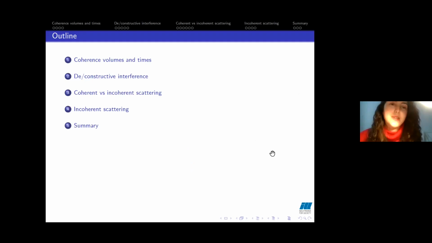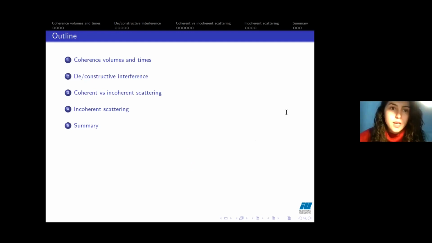These are the topics that I'm going to be explaining today. I'm going to start off by explaining the coherence volumes and times of a neutron wave packet. Then I will focus a little bit on interference effects. Then I will explain coherent and incoherent scattering. And finally, I will focus on the sources of incoherent scattering. And then, of course, at the end, I will make a summary of the whole presentation.